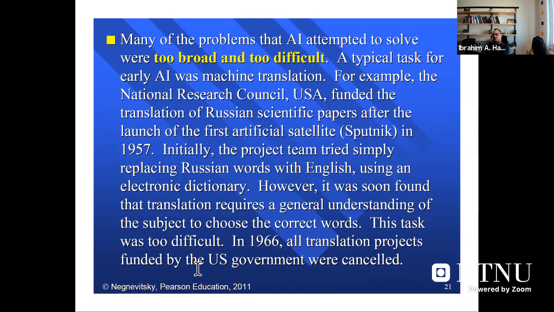It's a problem because if you want to translate something, you need to understand the context, correct? To select the best word, for example. So it's not just word by word. They said that they would replace each Russian word with an English word, for example. But of course, it's not correct, because we need to know the history, we need to understand the context, and so on.